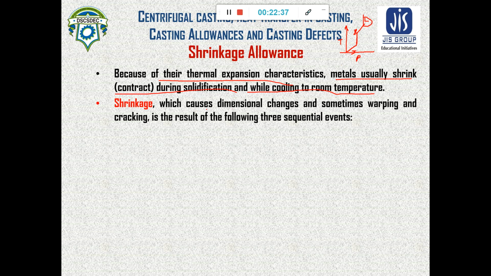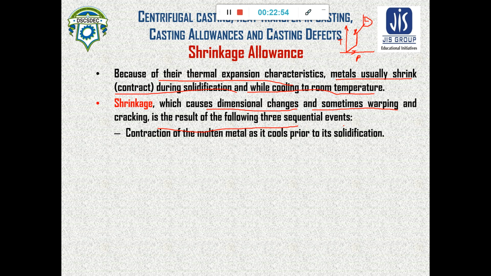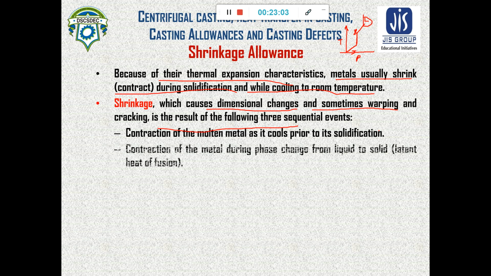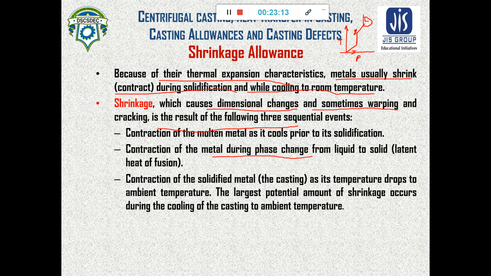This shrinkage can cause dimensional changes, and sometimes they can cause warping and cracking. And these result from the following three sequential events. First, contraction of the molten metal as it cools prior to solidification, that is known as liquid shrinkage. Second, contraction of the metal during phase change, that is solidification shrinkage. And third, contraction of the solidified metal, the casting, as its temperature drops to the ambient temperature.